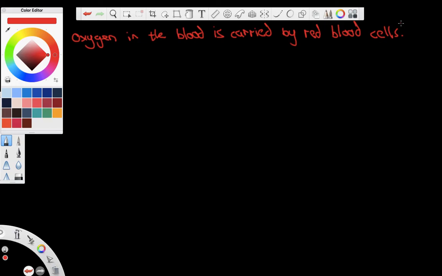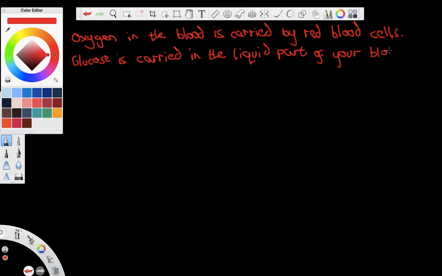We can also say that glucose is carried in the liquid part of your blood known as the plasma.